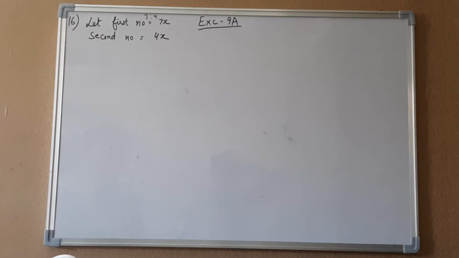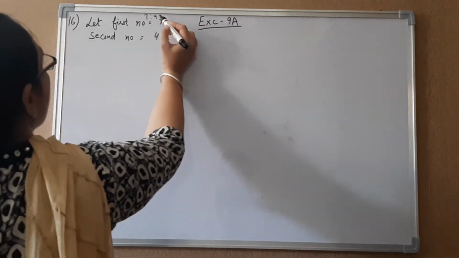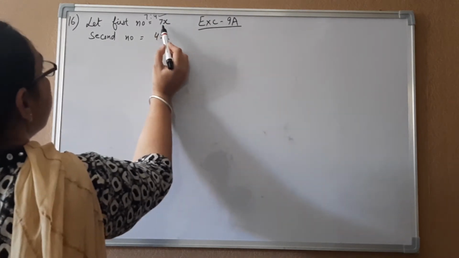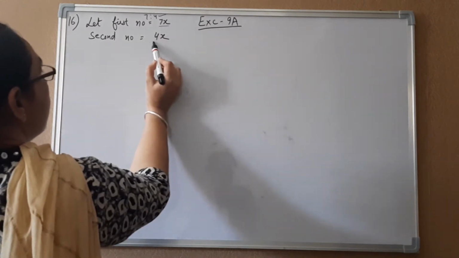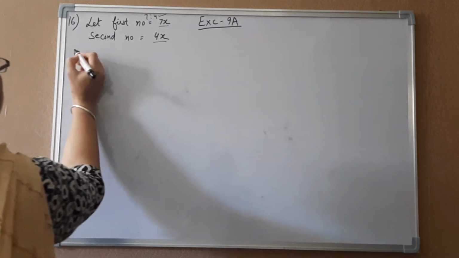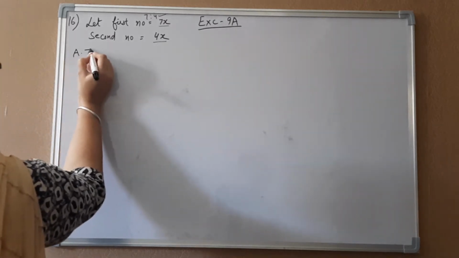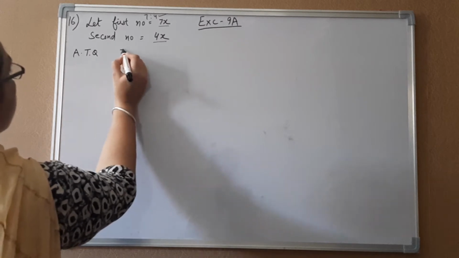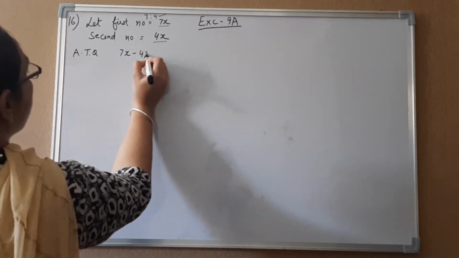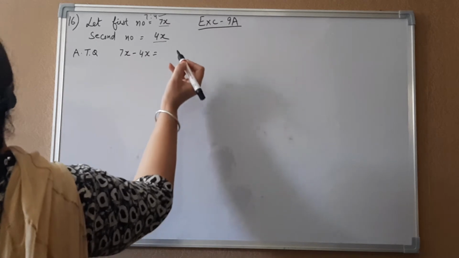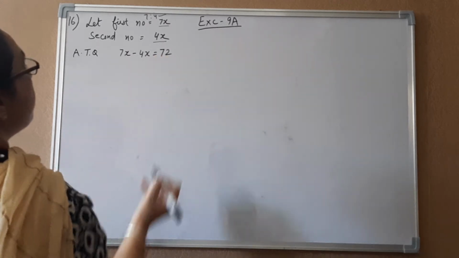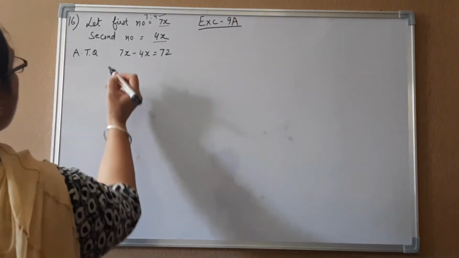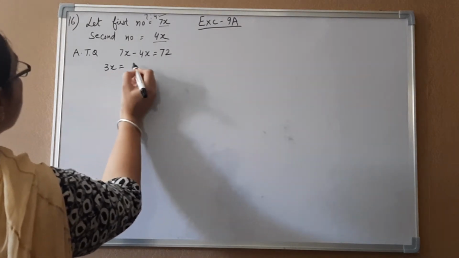Two numbers are in ratio 7:4. If their difference is 72, find the numbers. Now the two numbers are in ratio 7:4. It means we take the first number as 7x and the second number as 4x. What is given? According to the question, the difference of the two numbers is 72, which means 3x is 72.